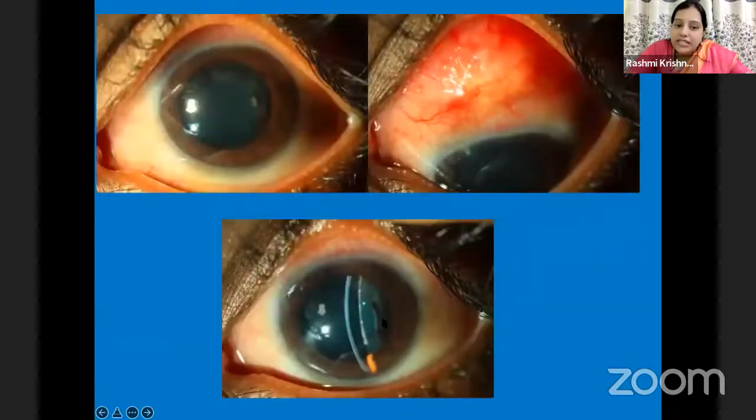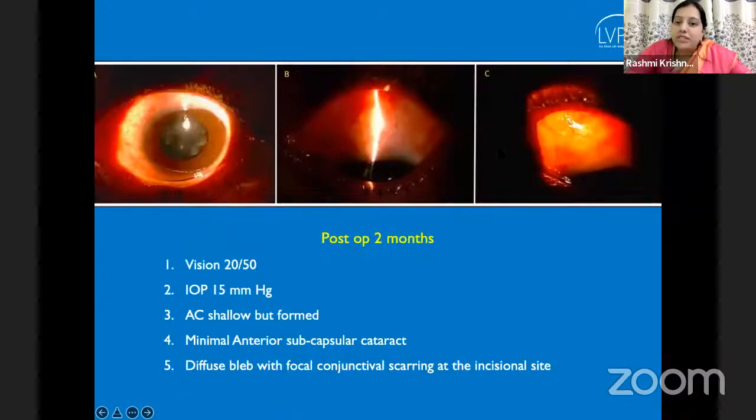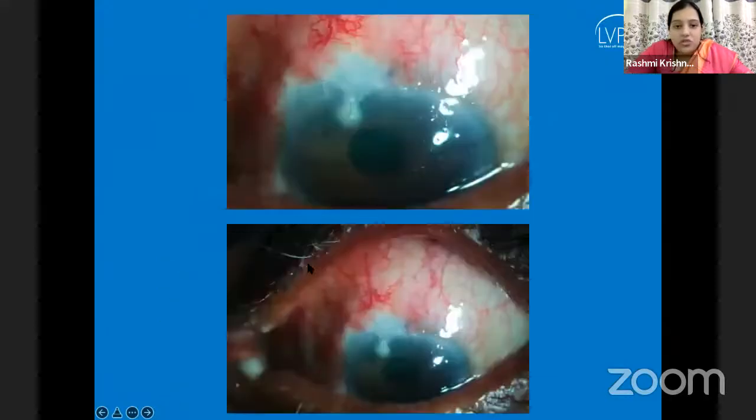At 1 month, the AC had improved. This was at 2 months, the bleb had totally scarred, but the IOP was under control. So I suppose there was some filtration occurring in that area, but there was no evidence of any infection. The patient had developed anterior subcapsular cataract through this course.